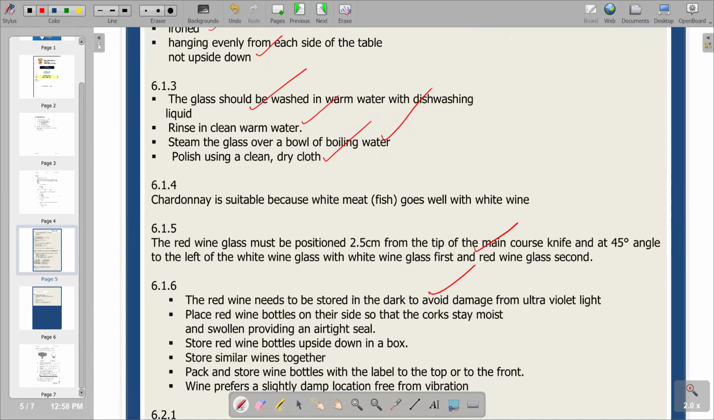Then, secondly, place red wine bottles on their side so that the corks stay moist and swollen, providing an airtight seal. And then store red wine bottles upside down in a box. Store similar wines together. Pack and store wine bottles with the label to the top or to the front. Then lastly, wine prefers a slightly damp location free from vibration. So these are the responses that we have.